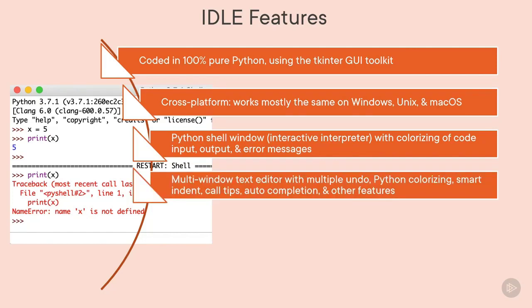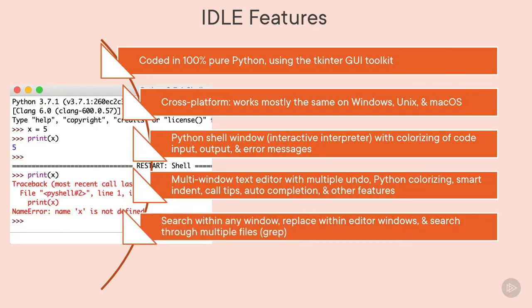And then you also have a multi-window text editor with multiple undo. You have the colorizing again. You have automatic indentation. And so with Python, that indentation is critical, so IDLE is going to help you by doing that for you. And it also has auto completion features as well. So it'll autocomplete some of the code as you're starting to type Python code. You can also search within any window.